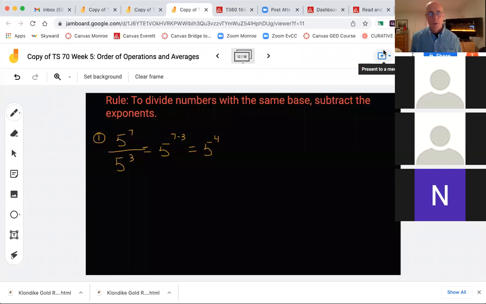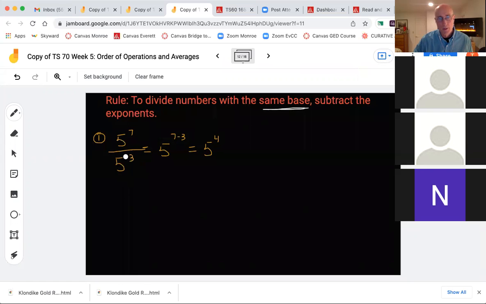All right, as the rule in red here says, to divide numbers with the same base, and that's the key idea here, again, I want to emphasize this: if you have the same base, you get to do something slightly different. You subtract the exponents. So I have 5 to the 7th, which would be a monster number, by the way, divided by 5 to the third.